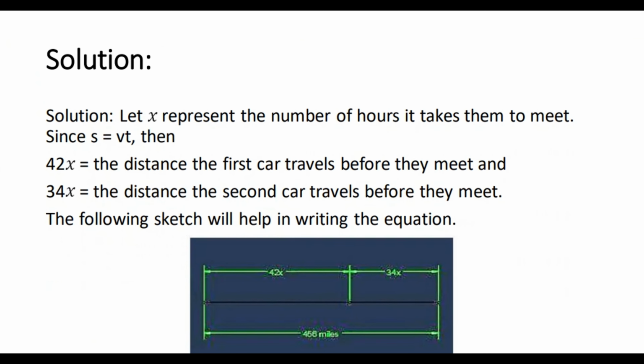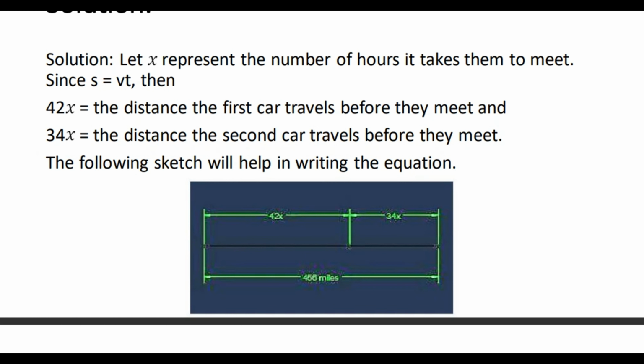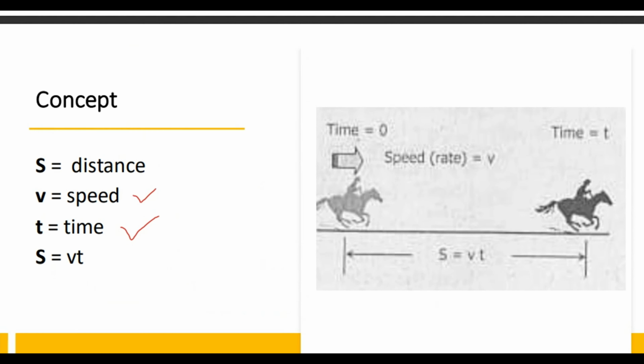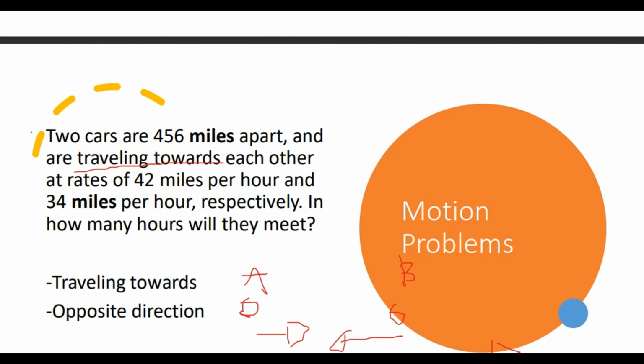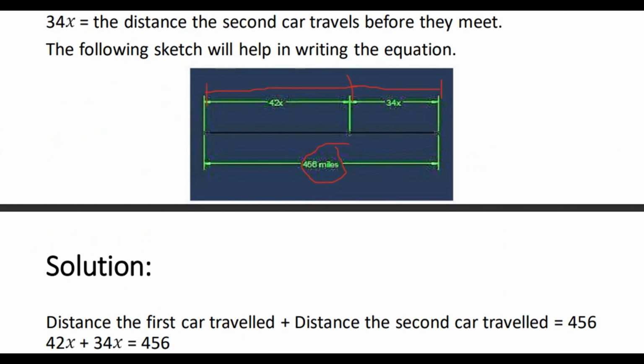For our solution, let x represent the number of hours it takes them to meet. Since the speed of the first car is 42 miles per hour, that is 42x, which will be the distance traveled by the first car. Then 34x would be the distance traveled by the second car before they meet. Then we also have the given 456 miles, which will be the total distance that they're coming from.